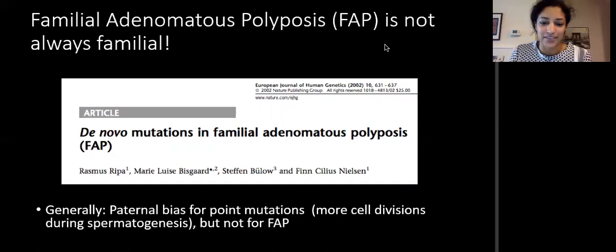It's the APC gene. And so if the sperm or the egg has a spontaneous mutation in that gene, you could get FAP. And usually for point mutations, there's a paternal bias because there's more cell divisions during spermatogenesis. But at least in this paper from Denmark, they found that this was not the case for FAP. So the teaching point is basically that FAP is not always familial. It can be from a spontaneous mutation.